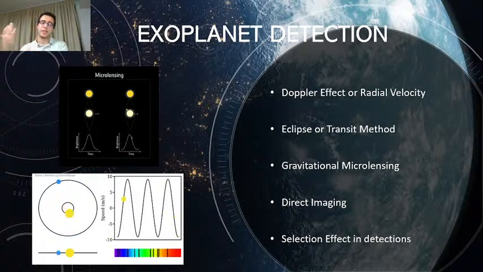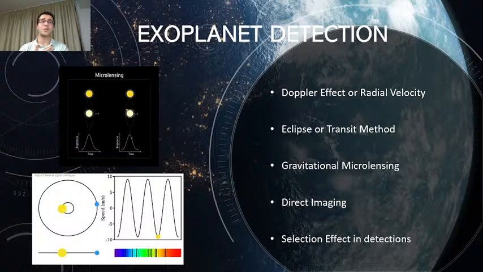There's also the eclipse or transit method. So this is in the same spirit that you need to have a planet, in this case, crossing in front of its star. And what we would notice is not a periodic red shift or blue shift. We would notice a periodic dimming in the light and then going back to normal and then dimming again, going back to normal.